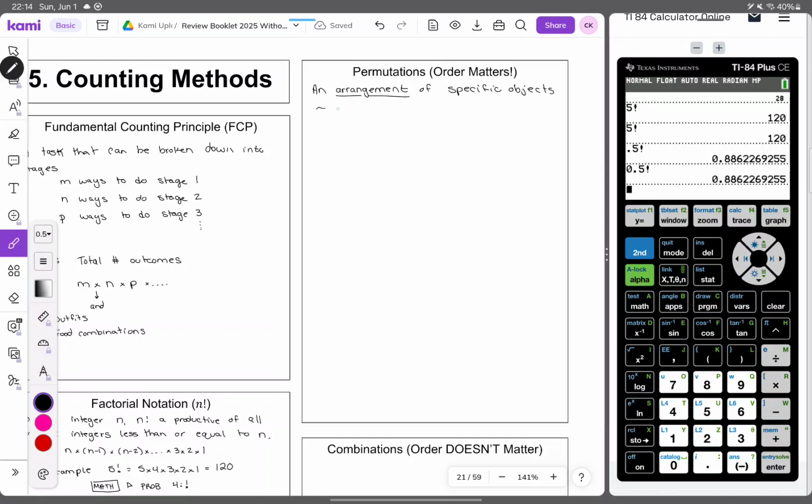These are things like passwords, codes, very common with license plates. When you're ordering letters, these are all situations where you're arranging something, so these are your permutations. And there's 3 main types of permutations you can have. So you can have a permutation of all objects.